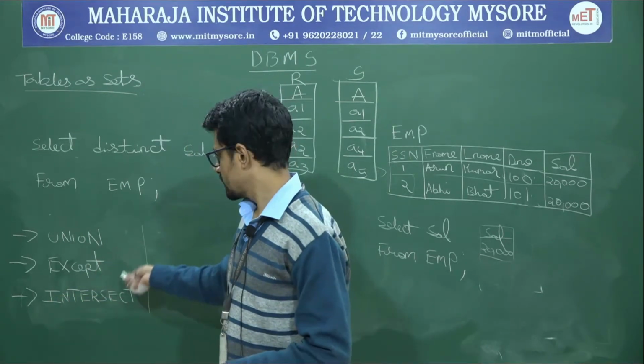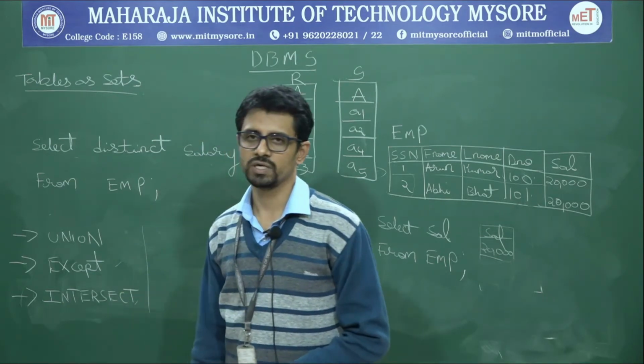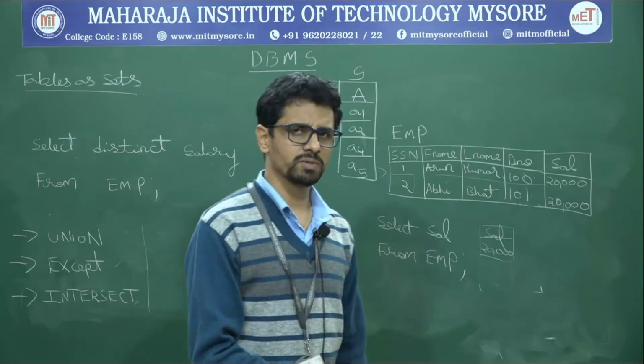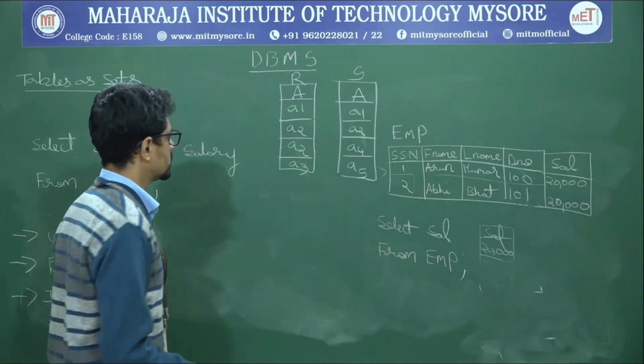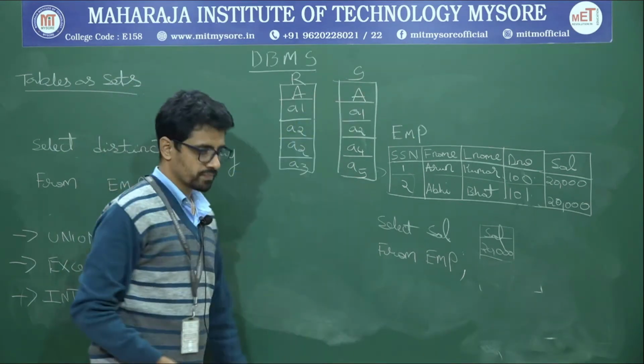We will come across that, and this also we will see as an example. Let us see the example first and understand union, intersection, and except. Majority of you already are familiar with this. Say for example, I want to union these two tables.